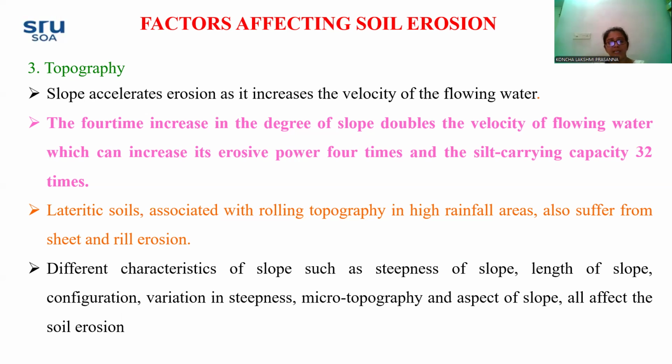Mostly the lateritic soils, which are present in the high rainfall areas having this rolling topography, may suffer mostly with sheet and rill erosion. And also the different aspects of slope like steepness of slope, length of slope, configuration, variations in the steepness, microtopography, and aspect of slope are all factors which affect the soil erosion.